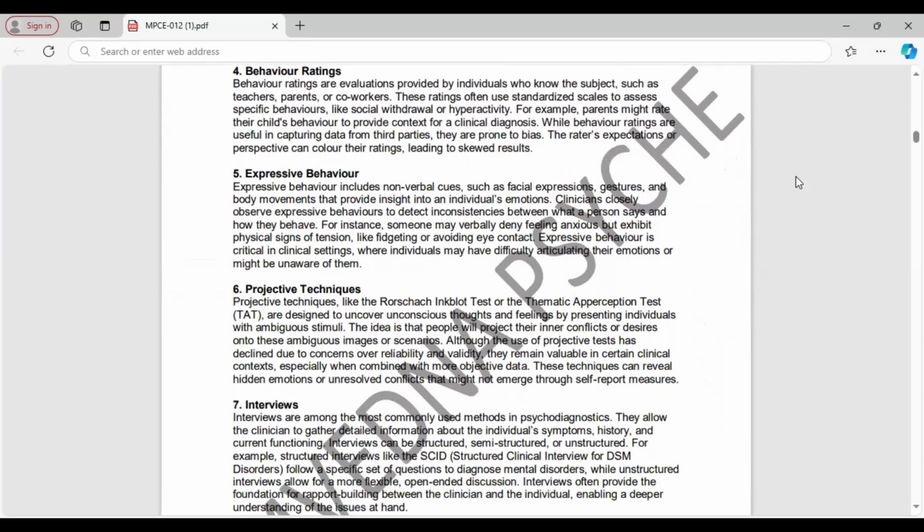Expressive behavior. Non-verbal cues like facial expressions and body language provide insights into emotions. Clinicians observe expressive behaviors to detect discrepancies between what a person says and how they behave. Projective techniques. These techniques, like the Rorschach inkblot test, reveal unconscious thoughts by interpreting responses to ambiguous stimuli. These techniques are valuable when combined with other objective data.